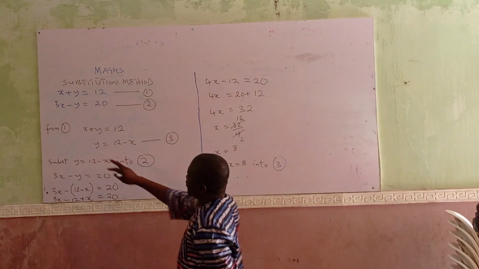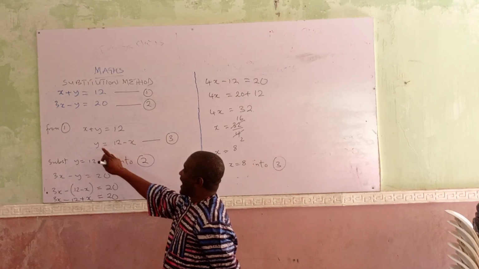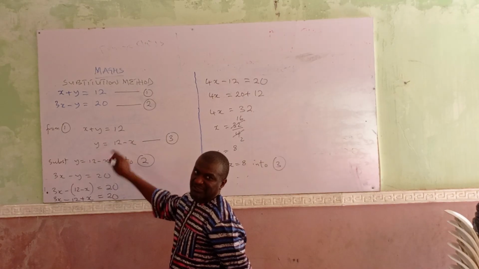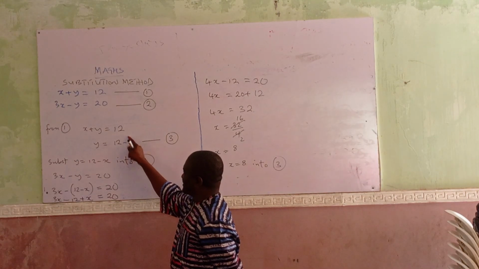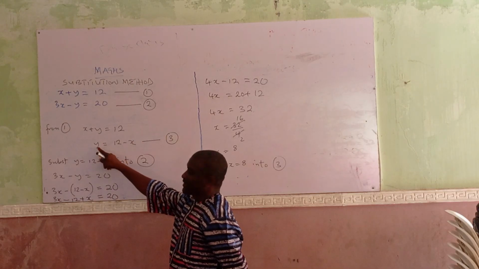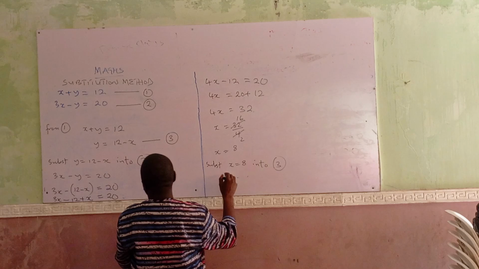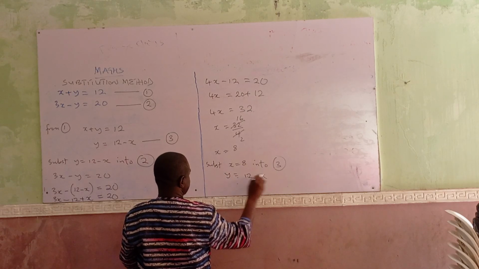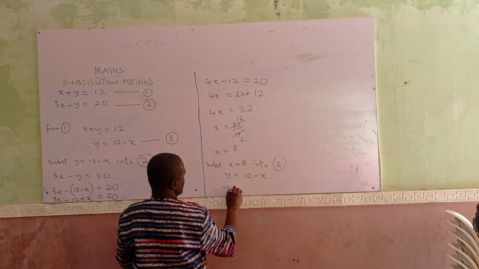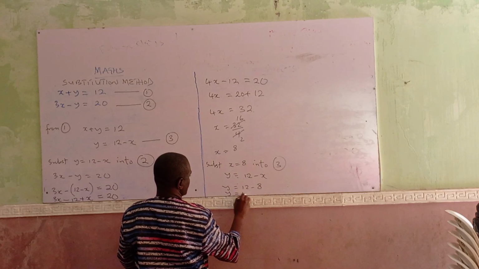So, we are saying that y has already been expressed in terms of x, or in other words, y is made the subject of the formula. That means once you put in the value of x here, you can know the value of y. So here we substitute into 3, and our 3 is y equals 12 minus x. So y will be equal to 12 minus 8. So y is equal to 4.